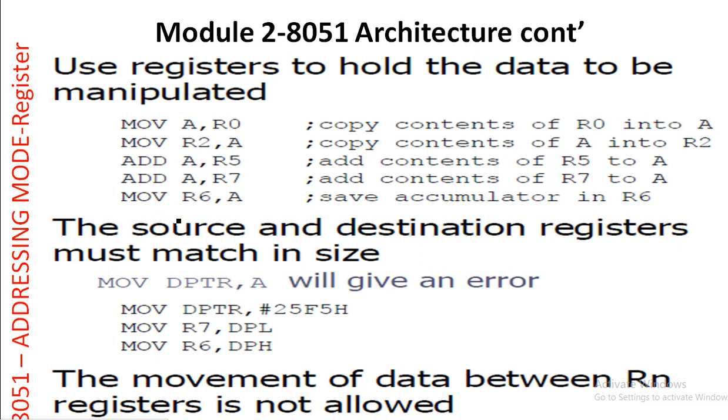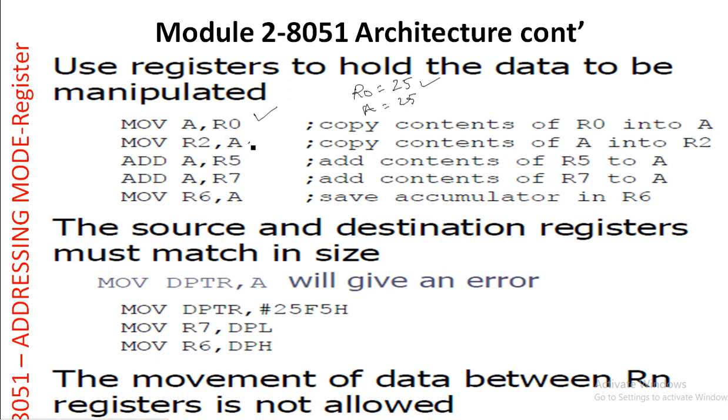For example, move A, R0. Very clear what is the meaning of this instruction. Move A, R0: move or copy the content of the register R0 to the A register. For example, your R0 is equal to 25. On executing this instruction, your accumulator will then be 25. Copy content of R0 into A. So R0 is holding the number 25. While executing move A, R0, the accumulator will be loaded with 25.